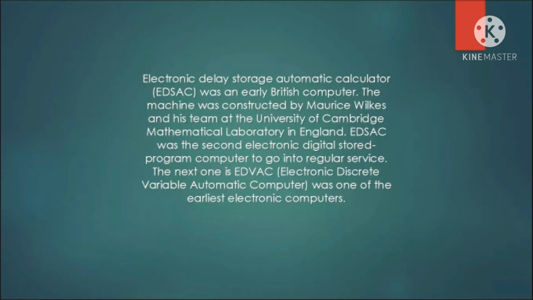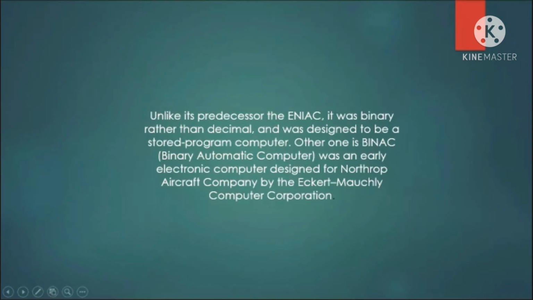The next one is EDVAC. Electronic Discrete Variable Automatic Computer was one of the earliest electronic computers. Unlike its predecessor, ENIAC, it was binary rather than decimal, and it was designed to be a stored-program computer.